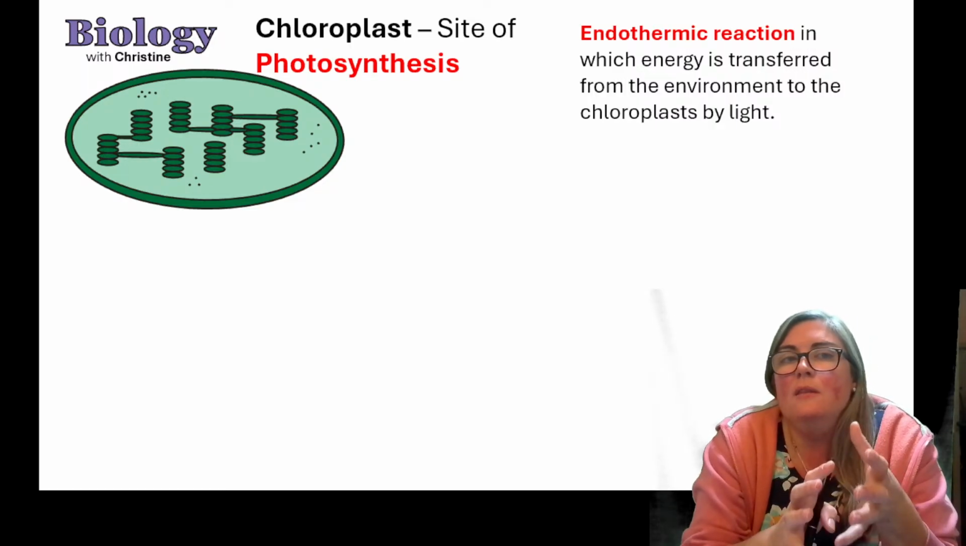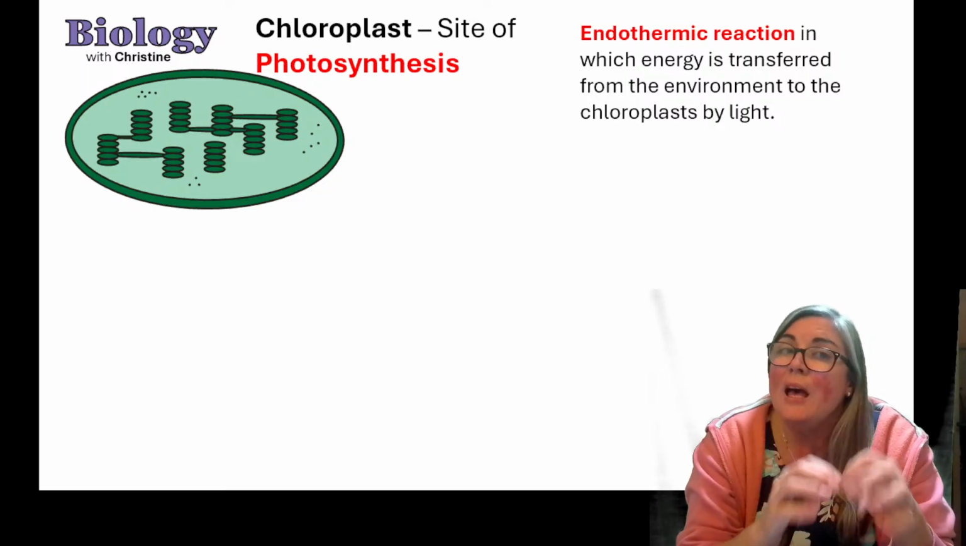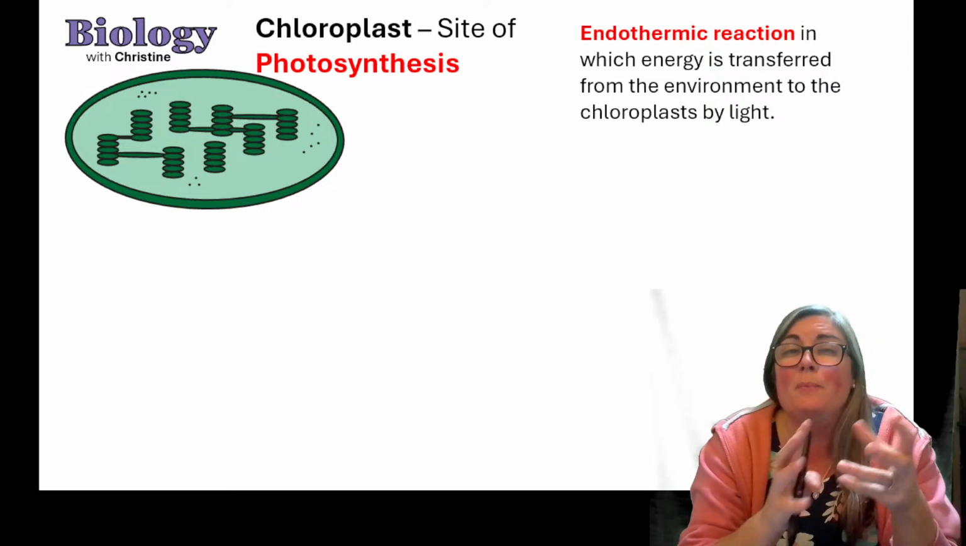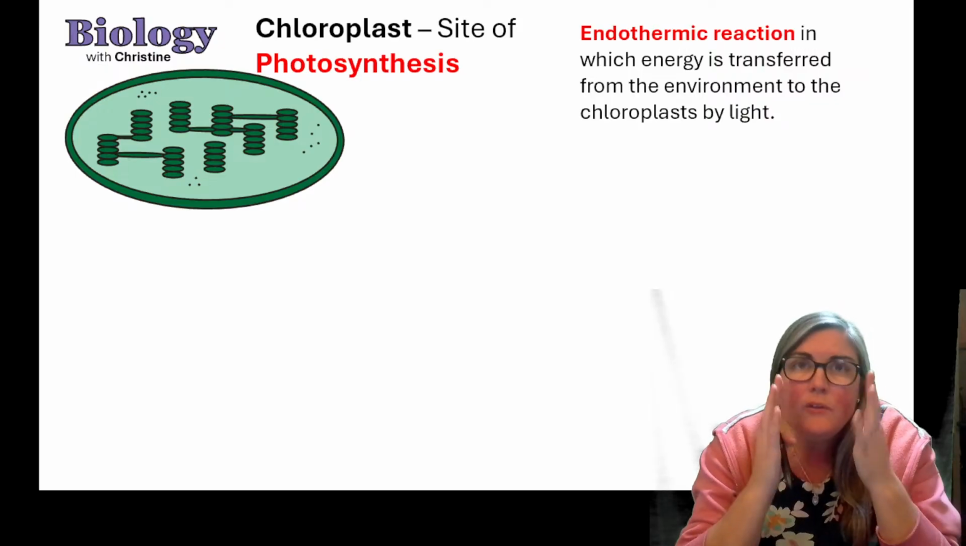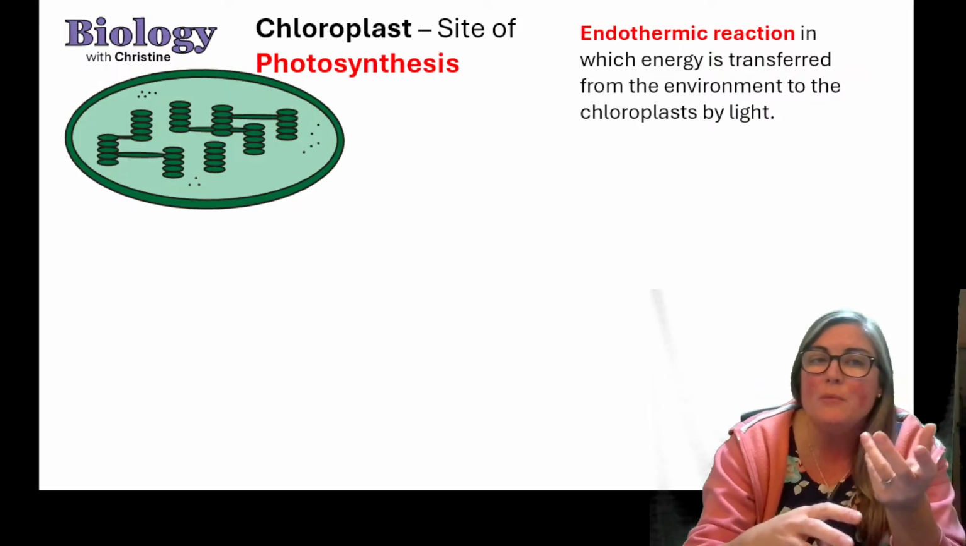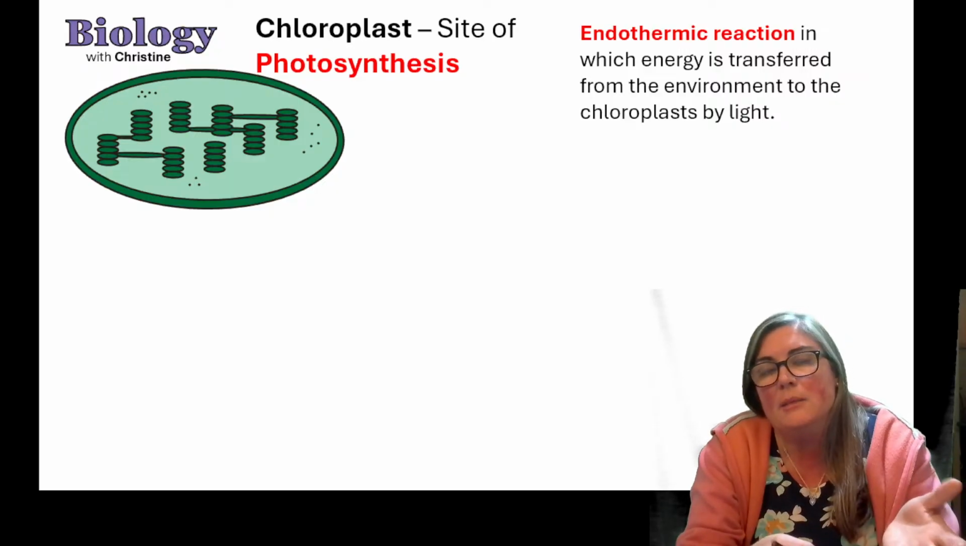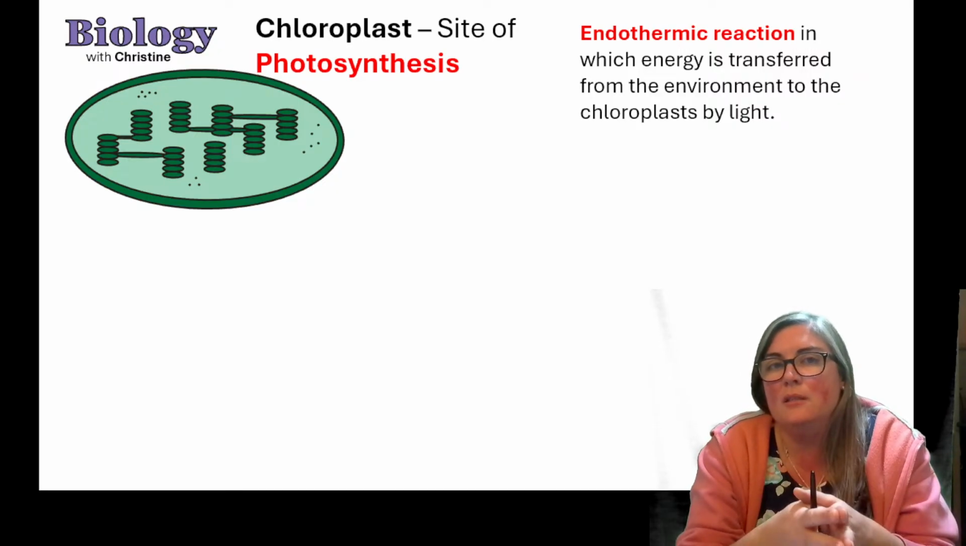Well, photosynthesis is something that happens in plant cells. Why is it happening in plant cells? Because plant cells have chloroplasts. So one of the ways in which we can distinguish between an animal cell and a plant cell is this presence of a chloroplast. Now that is the site of photosynthesis.